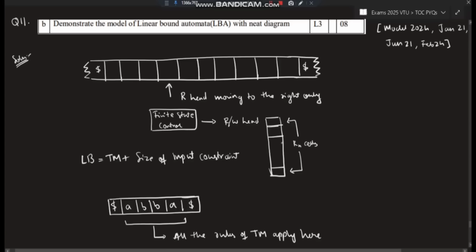The read write head will have n cells. The answers will be written here, meaning the values taken as input and the values produced as output will be written here. Linear bounded automata is nothing but TM plus an input constraint. There will be a constrained input, and it will operate within that, and only move right.